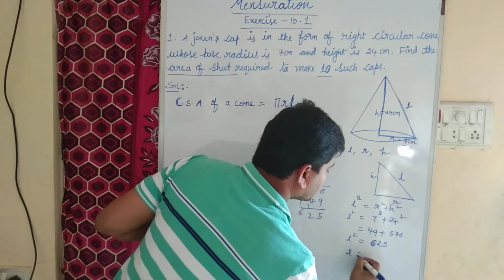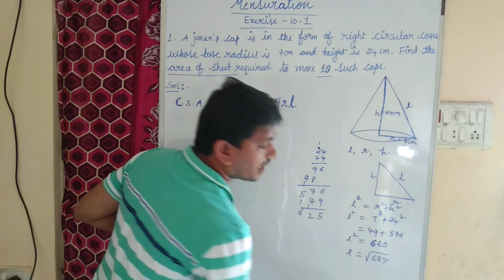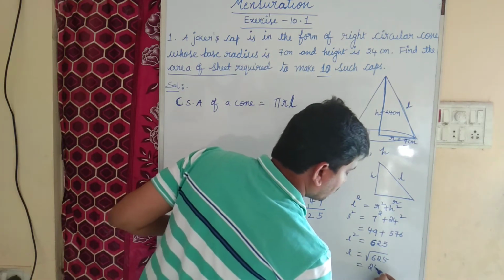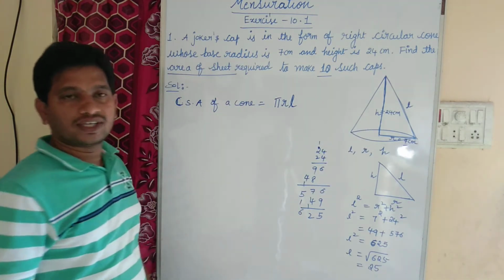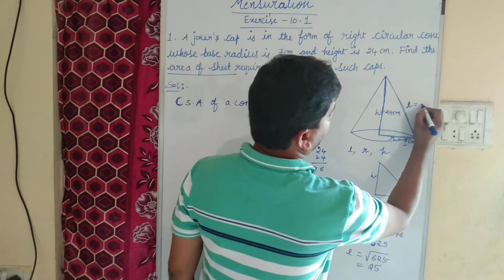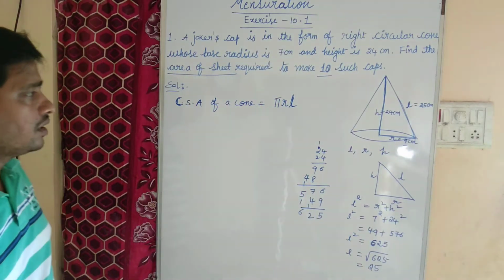So what is the square root of 625? If you transpose the square towards the right hand side, it becomes a root. So what is the square root of 625? The square root of 625 is 25 centimeters, right? So children, we got the value of L. L value is 25 centimeters, right?